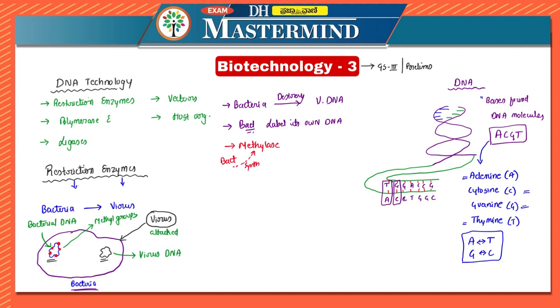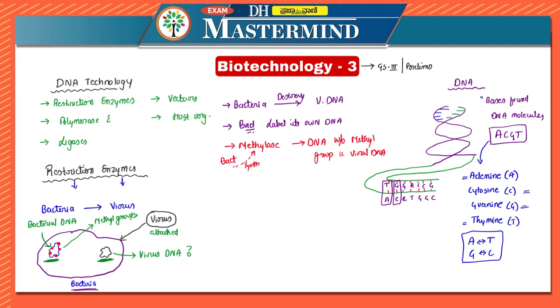Now because it has methyl groups around its own DNA, it will be able to identify which is the bacterial DNA and which is the viral DNA. How will it identify which is viral DNA? The DNA without methyl groups is the viral DNA. That is the difference. I hope till here it is very clear. So any DNA which doesn't have these methyl groups attached is identified as the viral DNA.